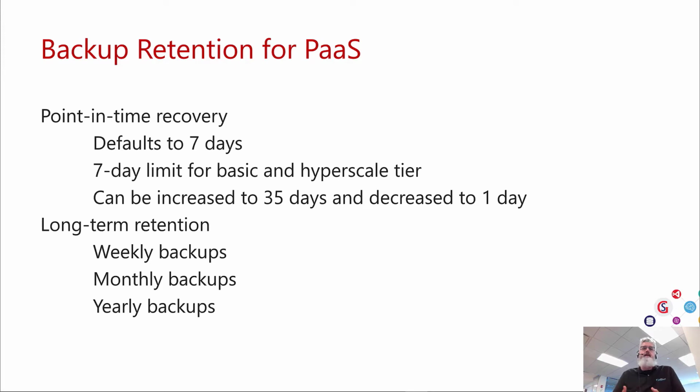They are limiting their exposure to cost with basic, and then with hyperscale, the architecture of the hyperscale tier works differently than the other tiers, and you have recoverability beyond that 7-day limit through other means. For the tiers that are not basic or hyperscale, you can increase that point-in-time recovery to 35 days, and for all of the tiers you can reduce it below 7 days down to 1 day. Okay, so that's point-in-time recovery.